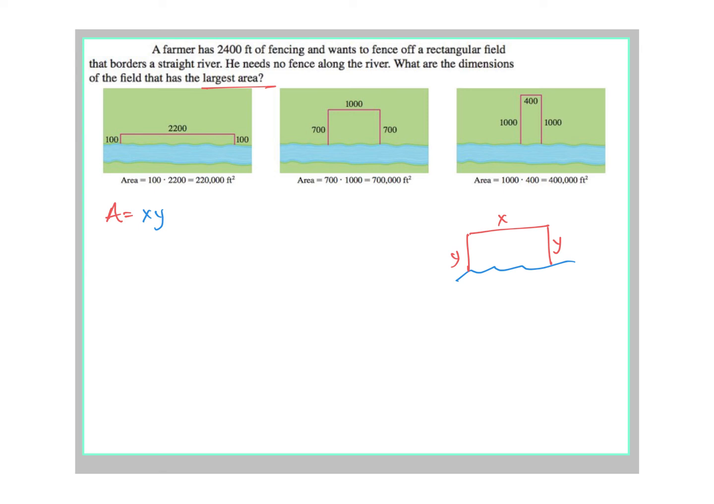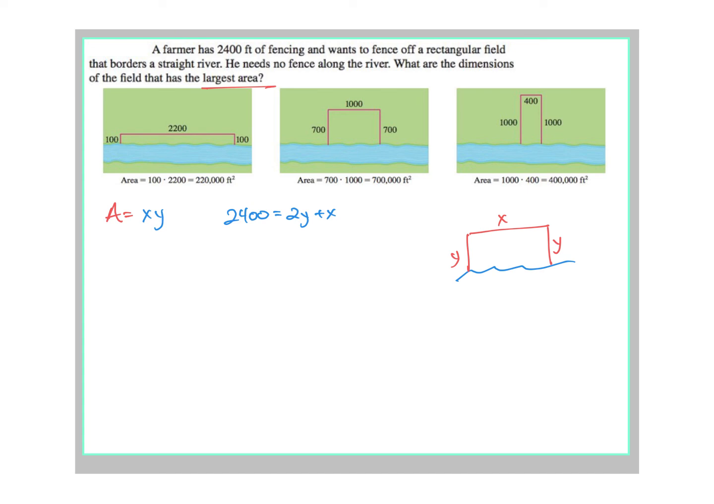All right. And then what's given to me? How much fencing does Gandhi have? 2,400. So 2,400 is equal to what? 2y plus x. There it is. Now, I have two variables in my primary equation. Area is equal to xy. I don't want two variables. I want one variable. This is where working smarter, not harder, comes into play.